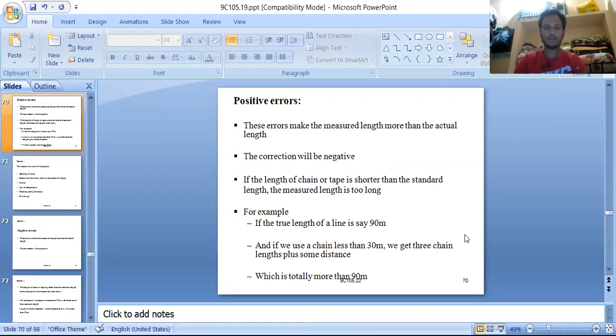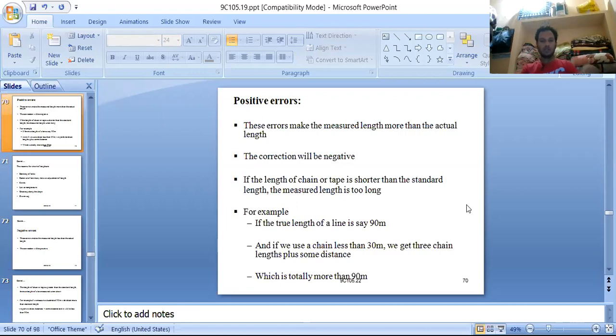Positive errors. The errors make the measured length more than the actual length. So the correction will be negative. Positive error means the length is measured more than the actual value. So this is a positive error, which is more than the actual value. Here we have to apply some correction, which is negative in nature.